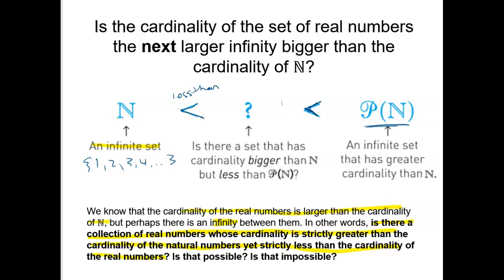So when we use Cantor's power set theorem, we've seen how to create larger infinities, but how big are these infinities? Are we skipping a whole bunch of infinities in between the ones we are generating? And we know that the cardinality of the real numbers is larger than the cardinality of the natural numbers, but perhaps there's an infinity in between them. Is there a collection of real numbers whose cardinality is strictly greater than the cardinality of the natural numbers? So there's a lot of open questions here, and the continuum hypothesis is a conjecture about this.